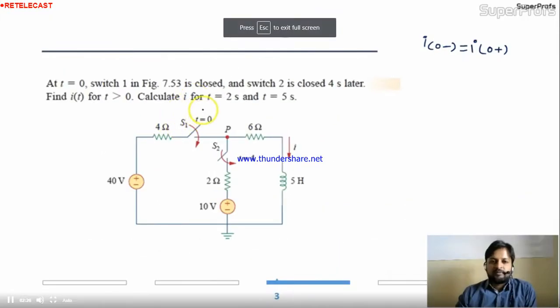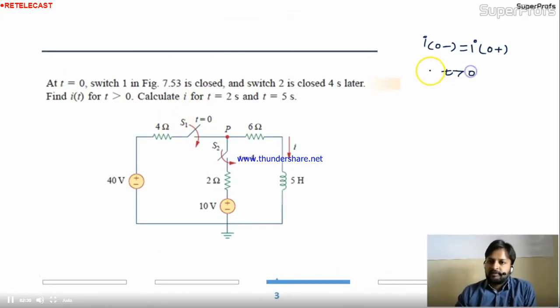Now we'll draw the circuit for t greater than 0 and less than 4 seconds. Okay. So when you draw the circuit, you will get 4 ohm here. This circuit is open, so this is useless. I'm not drawing it.